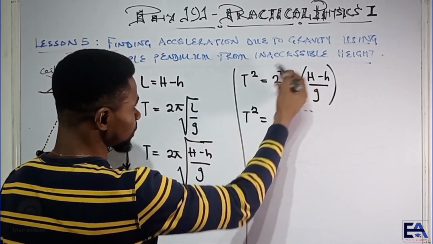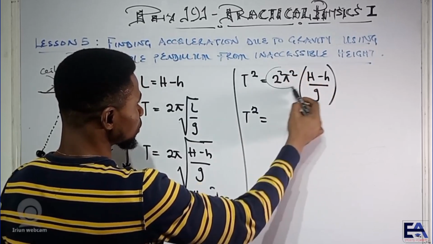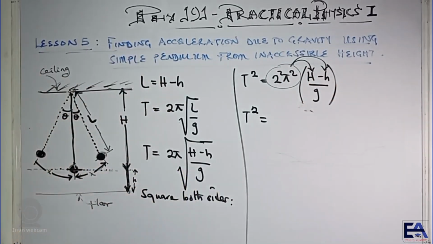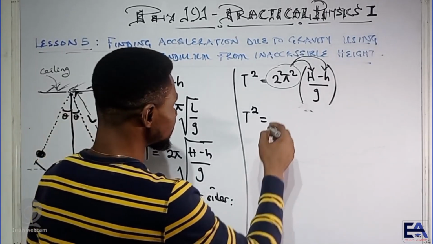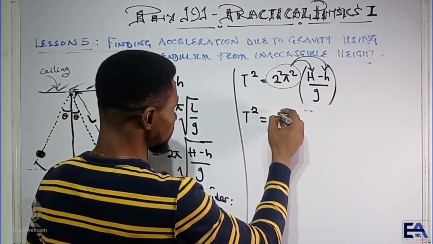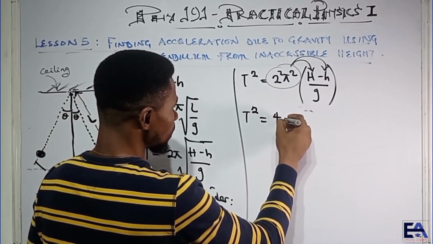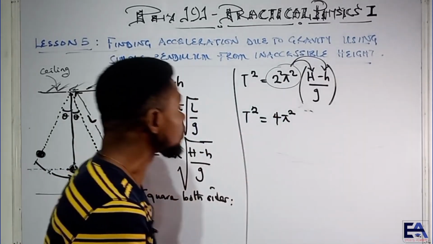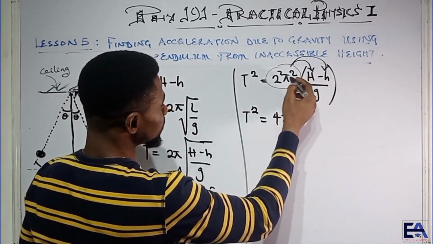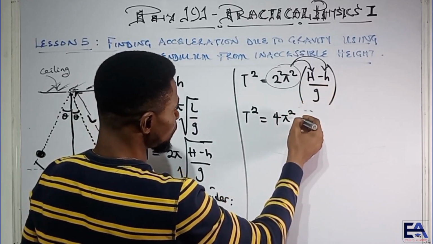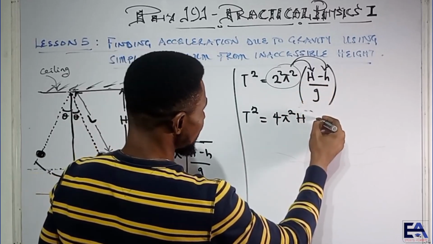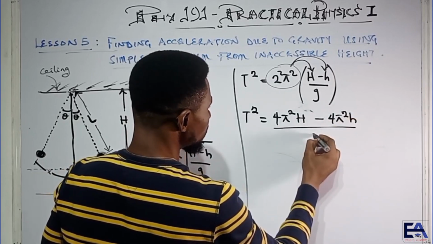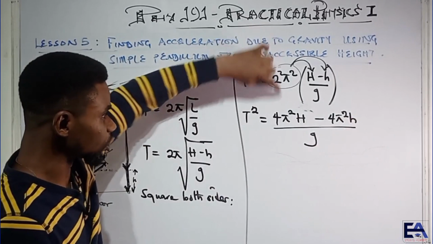mathematics permits us to expand the bracket, okay? Because the stuff here multiplies what is here and also multiplies what is here, okay? So which means that we can have it as 2 raised to the power 2 is actually 4. Then this is 4 pi squared, okay? So the 4 pi squared can multiply H to give us 4 pi squared big H minus 4 pi squared small h over g. Remember, 2 raised to the power 2 gives us 4.